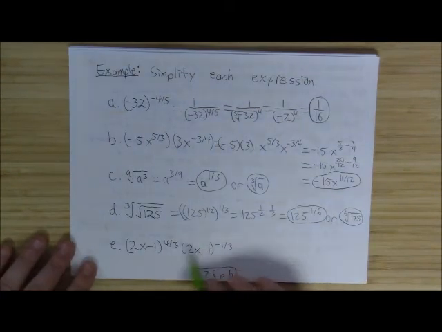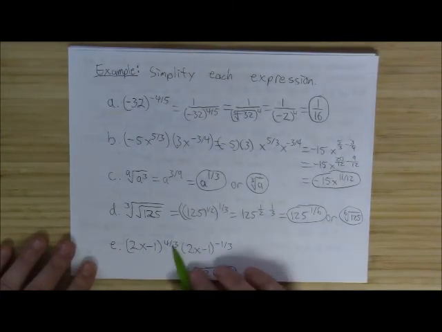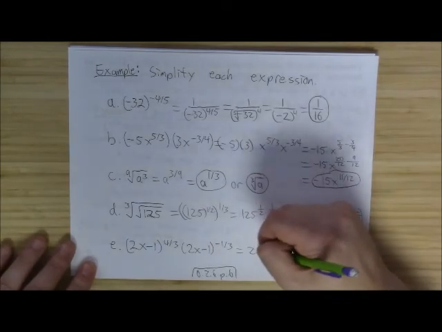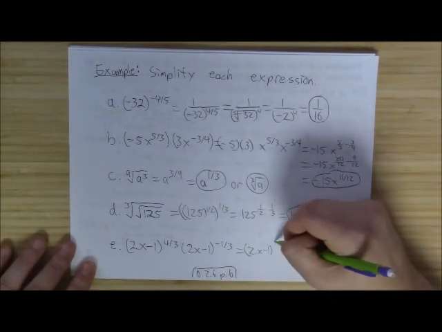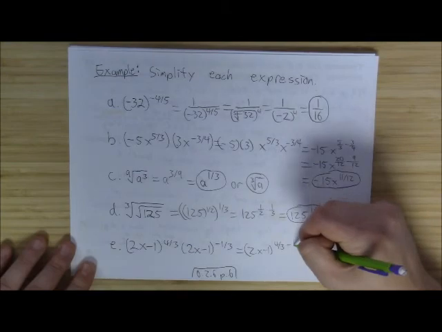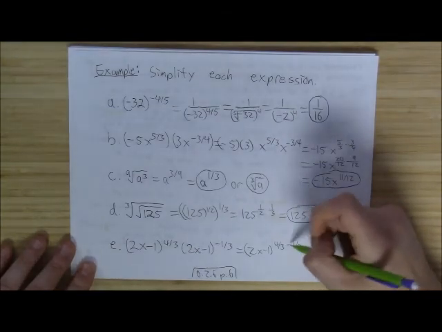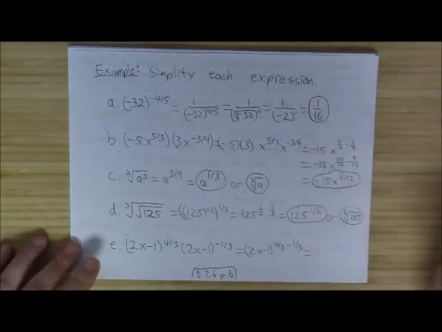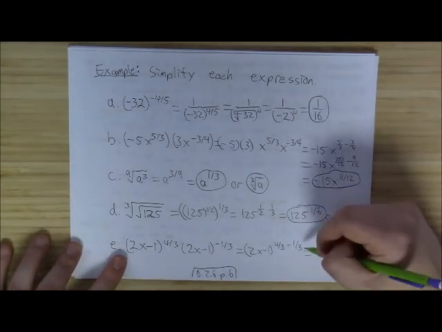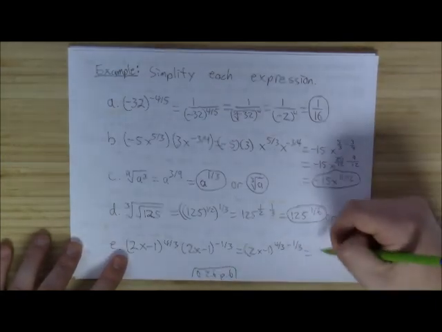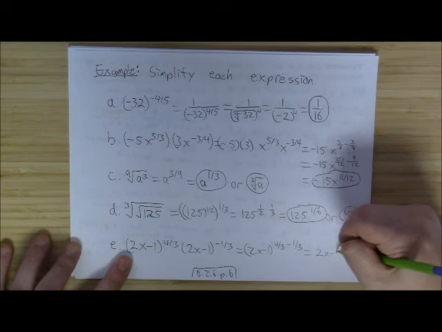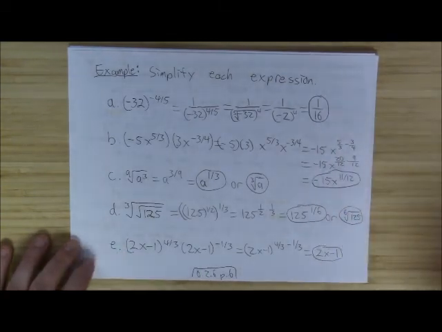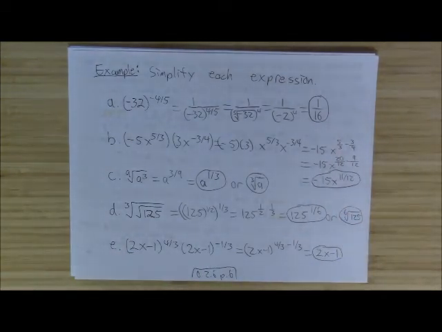Well, again, we notice that these are the same expression in the base, so we can actually add those exponents. They're already a common denominator, so we just subtract them. 4/3 minus 1/3 is 3 over 3, or just 1, actually. So that's just 2x minus 1 as the answer, because 2x minus 1 to the 1st power.